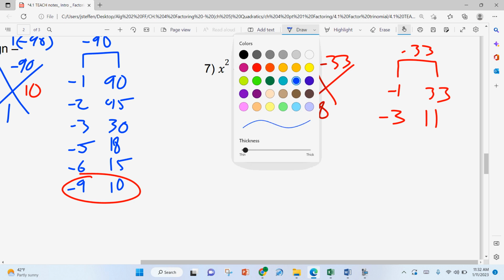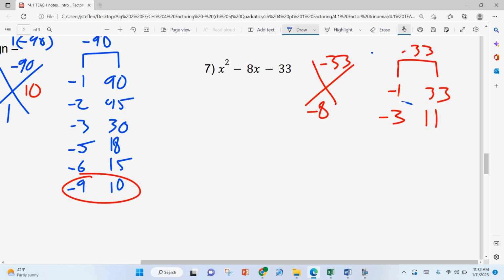Now, just like before, some of you maybe notice, this does not add up to be negative 8. It adds up to be positive 8. But the same thing as before. If you're ever so close, switch both of your signs. Instead of negative 3 and positive 11, make positive 3 and negative 11. That will change that positive 8 into a negative 8. So, positive 3, negative 11.